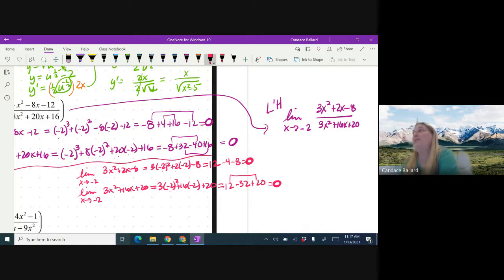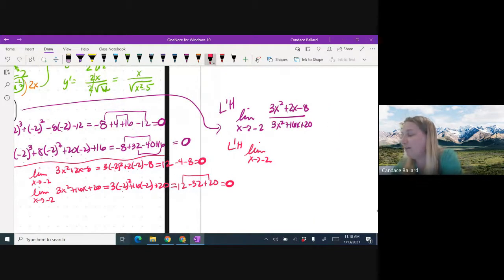Guess what I'm going to have to do? I'm going to have to do L'Hopital's rule again. Okay? Isn't this fun? So you can invoke L'Hopital over and over and over until it gets you a limit. Eventually, you will take enough derivatives that you will get a limit out of it. So I'm going to keep my limit notation until I've actually plugged that in officially. I'm going to take the derivative of my top and the derivative of my bottom. So that gives me 6x plus 2 in the top and 6x plus 16 in the bottom.